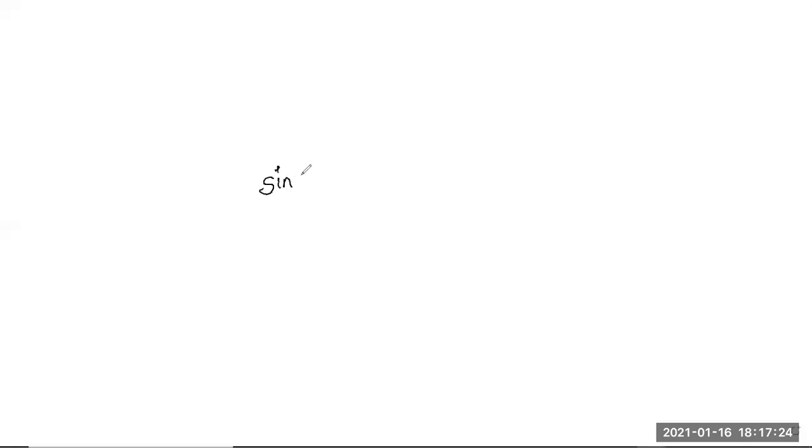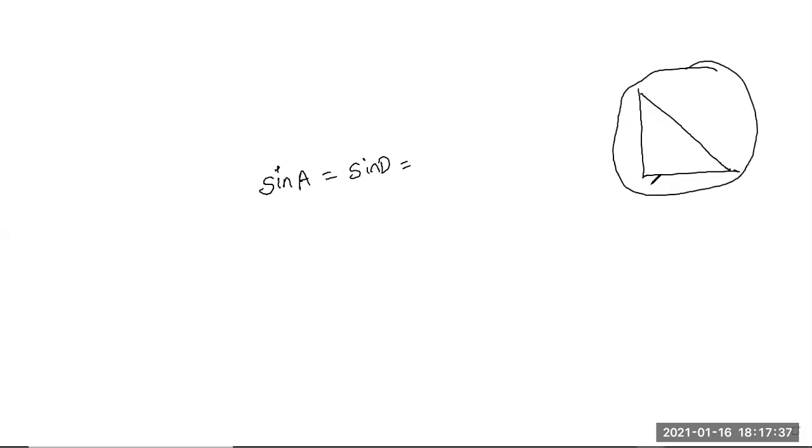So what I am saying is, sine of angle A is equal to sine of angle D, because this is a right angle triangle. So this is D, this is A, B, C, and this is the center. So sine of angle D is what?